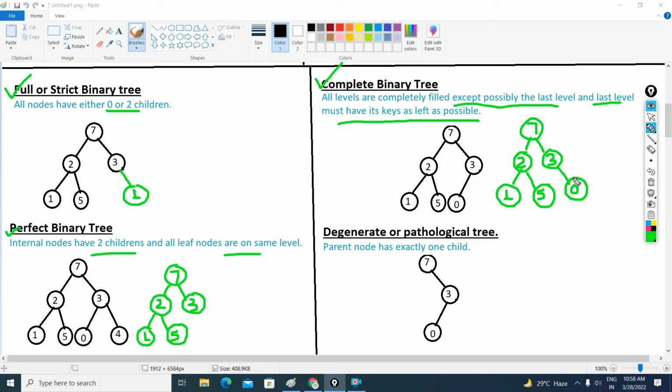So the answer will be no, because in the last level, this node is present at the right side, and this is violating the property of the complete binary tree because this node should be as left as possible. The next one is degenerate or pathological tree. In this, parent node has exactly one child. You can see in this tree also, this node has only one child, this node also has only one child.